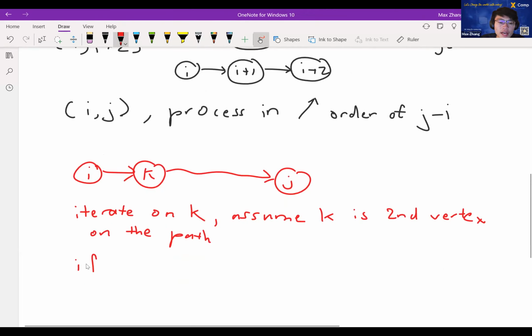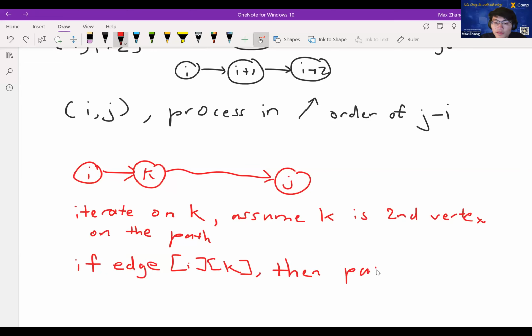And so now, if there's an edge from, let's say, I to k, then the parity of the number of paths from k to j will contribute to the total parity of the paths from I to j, right? So from a counting perspective, we're basically trying to count all the paths that go from I to j through some intermediate vertex k, where k is the second vertex on that path. And so if there's an edge from I to k, then we can take all the paths from k to j, and that all contributes to the parity.